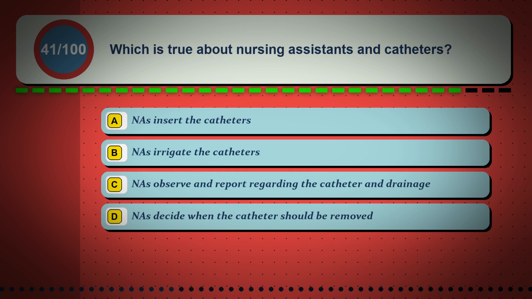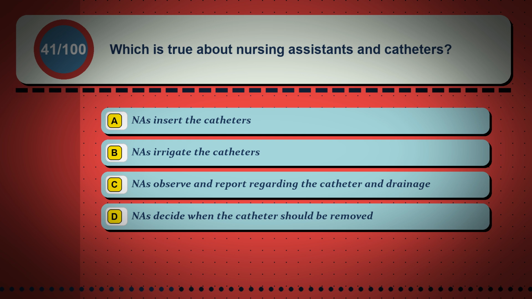Question 41. Which is true about nursing assistants and catheters? Option A, NAs insert the catheters. Option B, NAs irrigate the catheters. Option C, NAs observe and report regarding the catheter and drainage. Option D, NAs decide when the catheter should be removed.